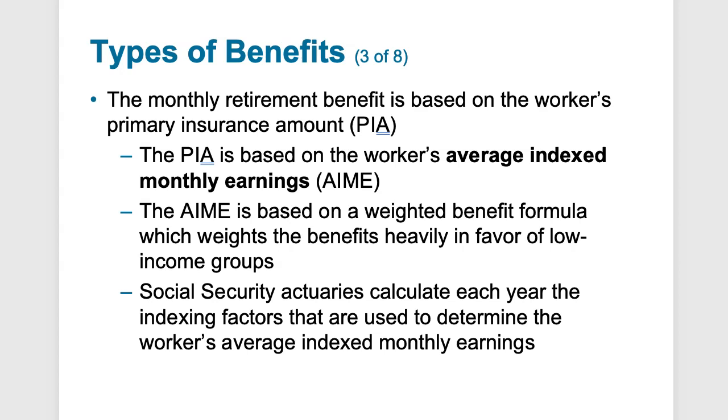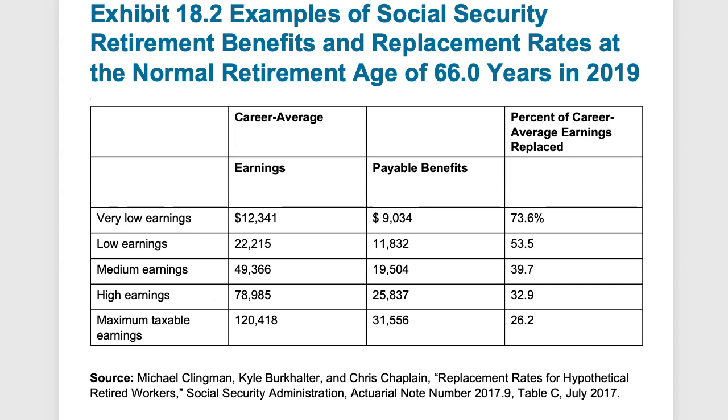So even though the people who pay more will get the bigger check, people who make significantly less don't get significantly smaller checks. Their checks are smaller, but the benefits are weighted in favor of the lower income groups, and that's part of the inequality of the system. But that inequality is on purpose, because giving everybody a living wage is one of the goals of the program. Social Security has a bunch of actuaries who calculate and index factors that are used to determine a worker's indexed monthly earnings. It's a complicated formula, nothing that you have to calculate or that we're going to go over in this class, but here's an example of retirement benefits and replacement rates at the normal age of 66.